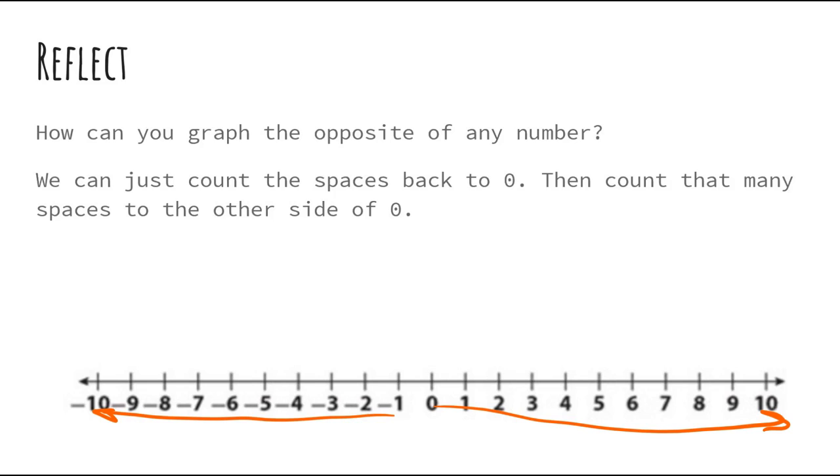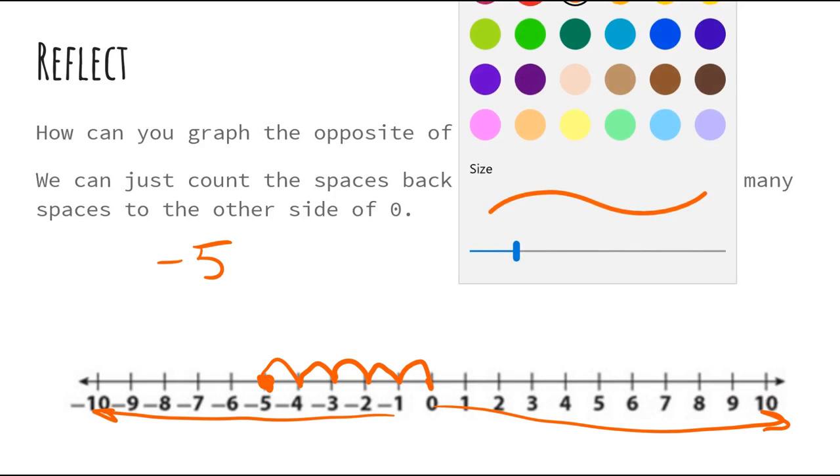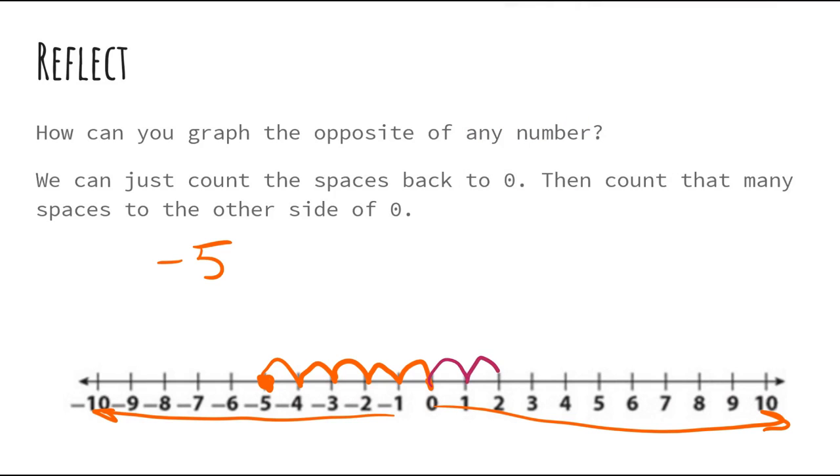So if we're given any number, how can we graph the opposite of that? Okay, so what we have to do is count the spaces back to 0, then count that many spaces to the other side. So if I want to know what the opposite of -5 is, I graph my point at -5. I count my spaces back to 0: 1, 2, 3, 4, 5. Okay, and I go that many spaces in the other direction: 1, 2, 3, 4, 5. That tells me that the opposite of -5 is +5.